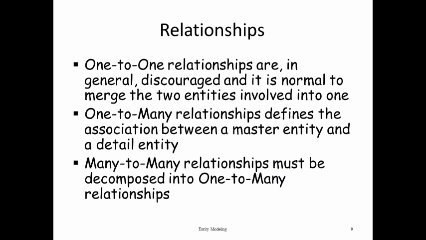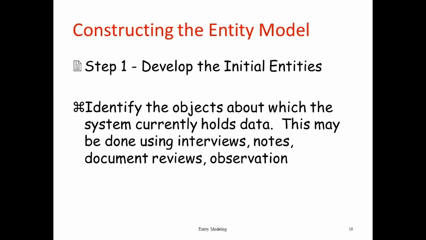However, you must remember that with many-to-many relationships, we need to find a way to decompose that kind of relationship. So we have one-to-one, we have one-to-many, and then we have the many-to-many. So many-to-many must always be decomposed. We do not encourage that when we are designing database systems.